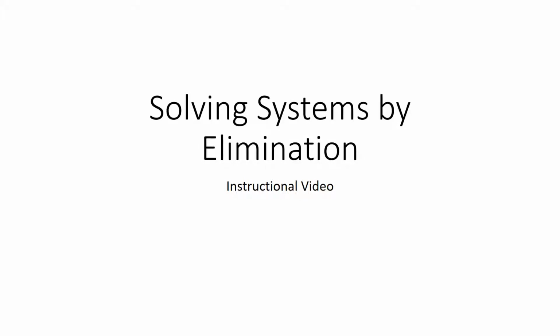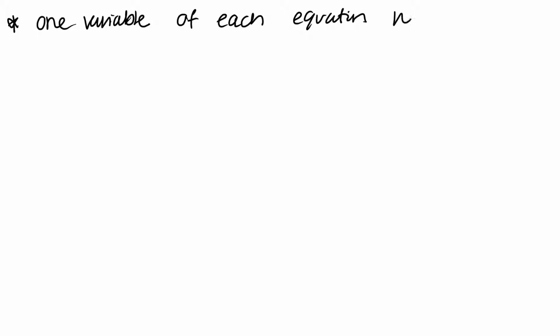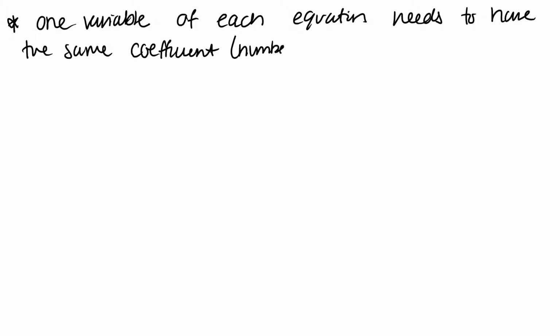This is an instructional video on how to solve systems of equations using the elimination method. So the most important thing to note is that one variable, and it doesn't matter which one, x or y, of each equation needs to have the same number, that's called the coefficient, but different signs, meaning one needs to be positive and one needs to be negative.